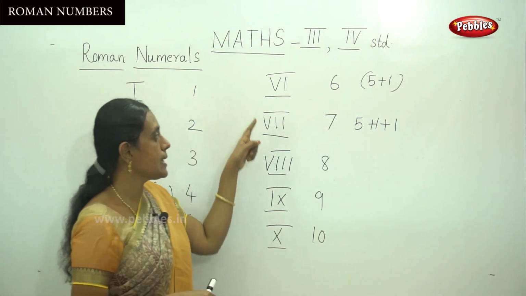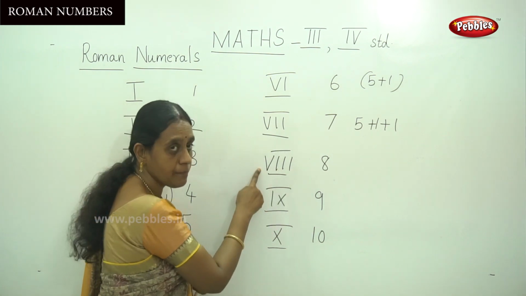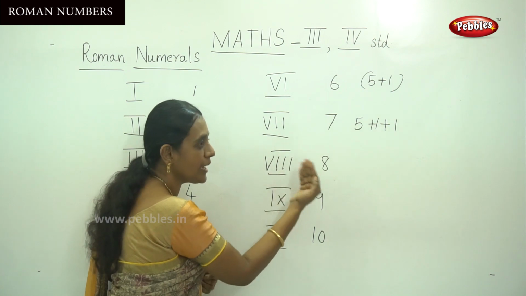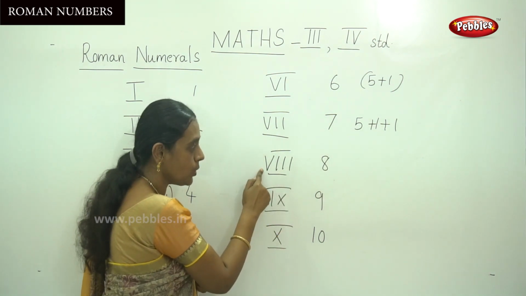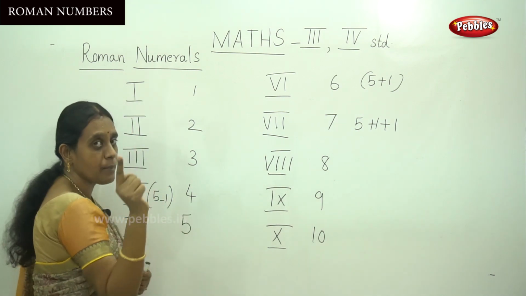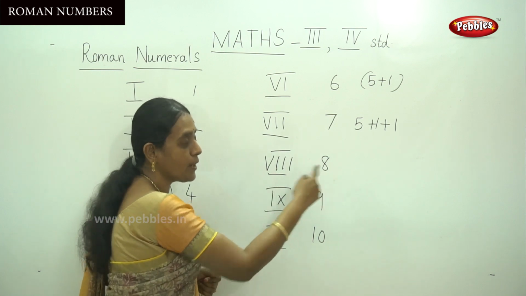That is 6 and 7. Similar to the top, here the bigger numeral 5, and write down these 3 symbols to the right of the bigger number. So you have to add. If you write to the left, you subtract. If you write to the right side of the bigger numeral, you have to add on.